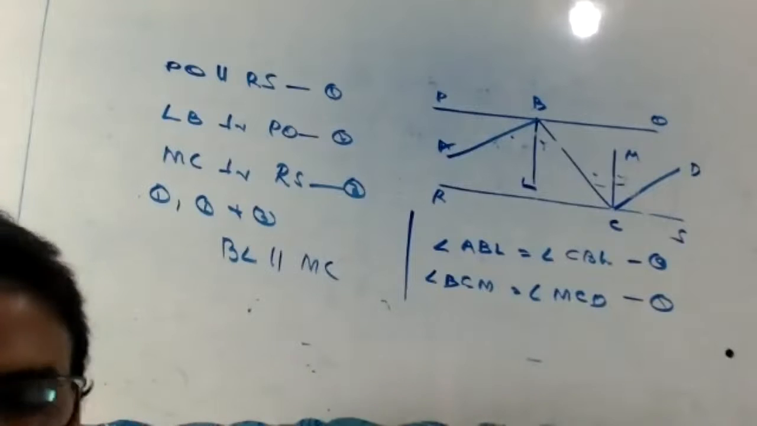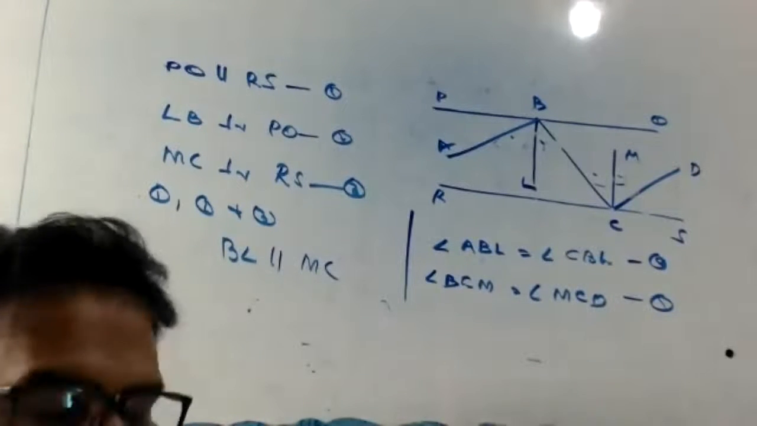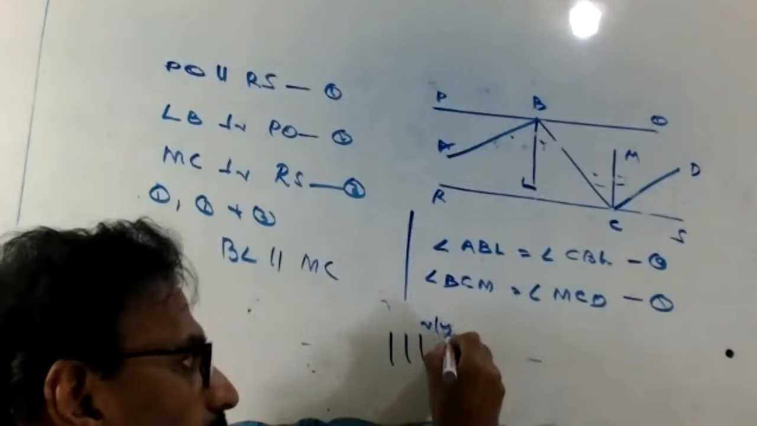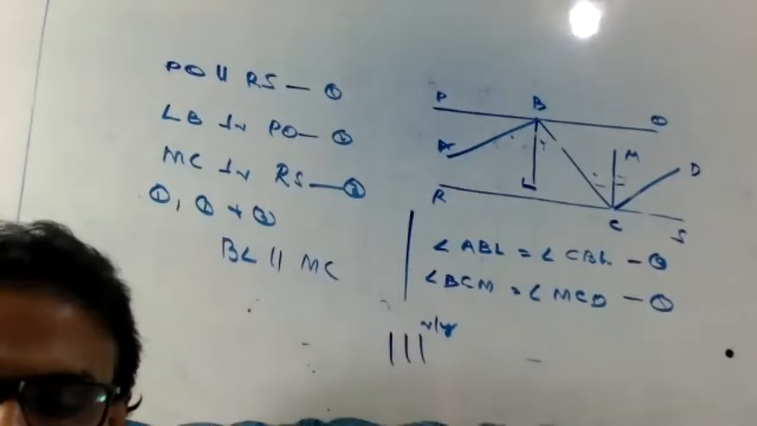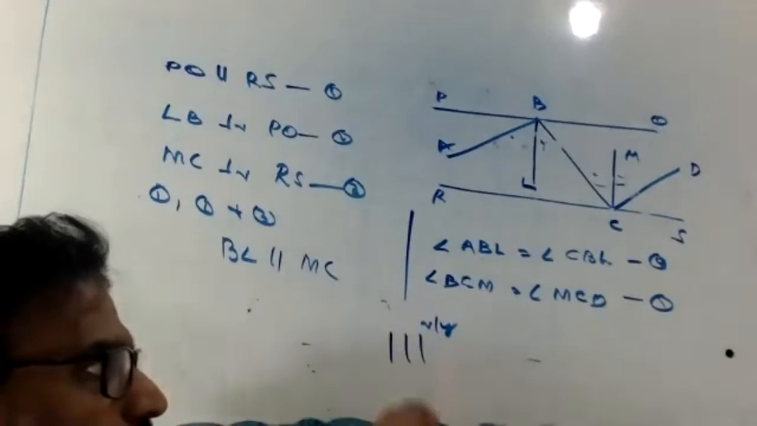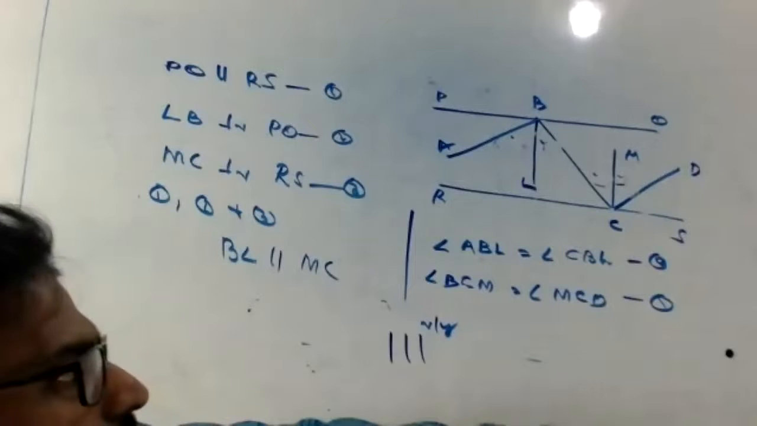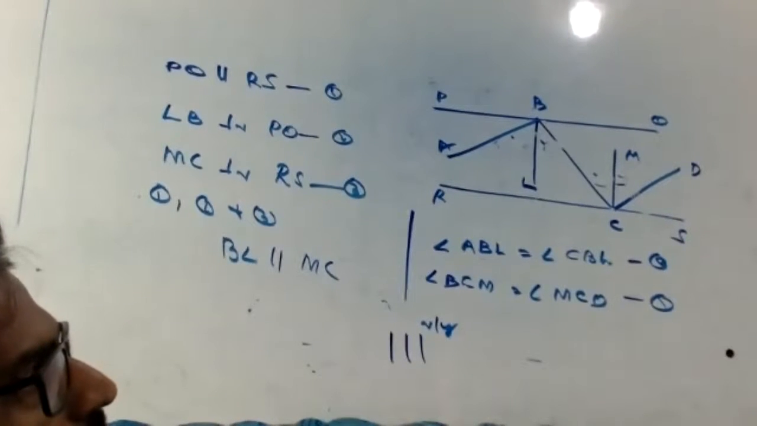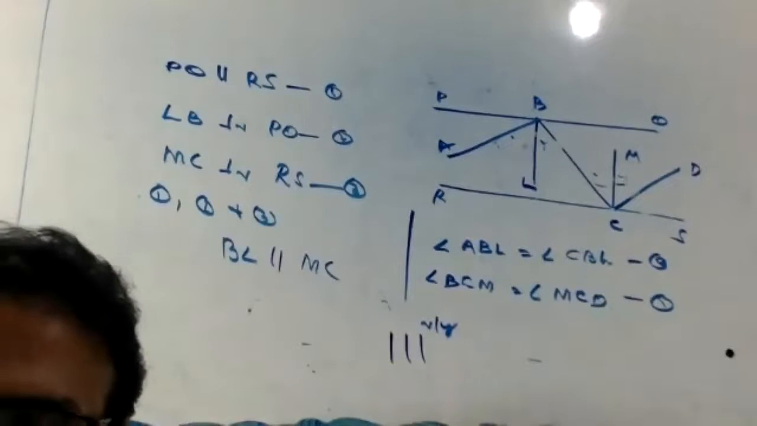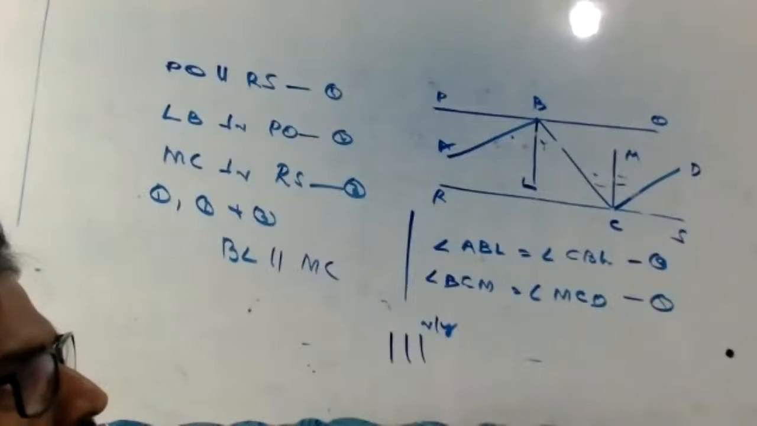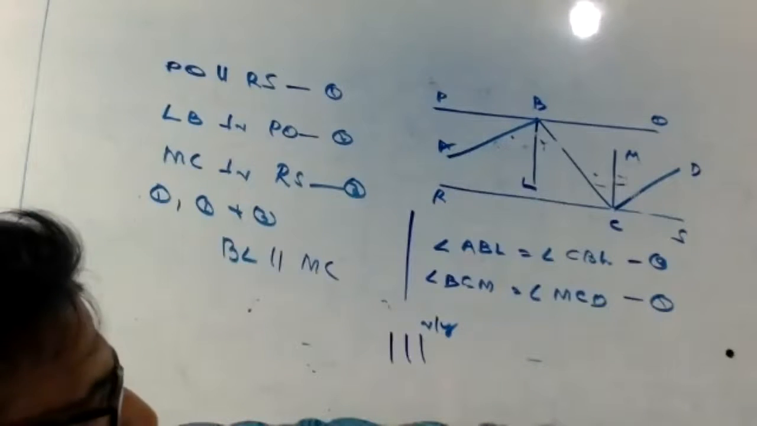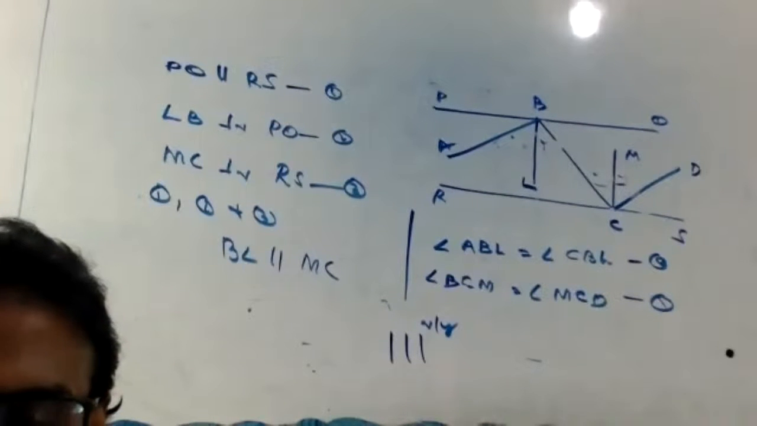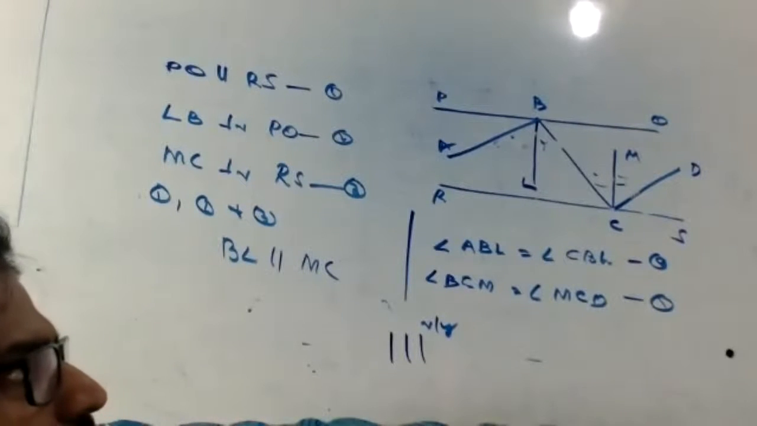Then similarly, write it like this. Similarly, angle BCM, sorry, yes BCM. Angle BCM equal to angle MCD, number 5. Reason? Angle of incidence equal to angle of reflection.